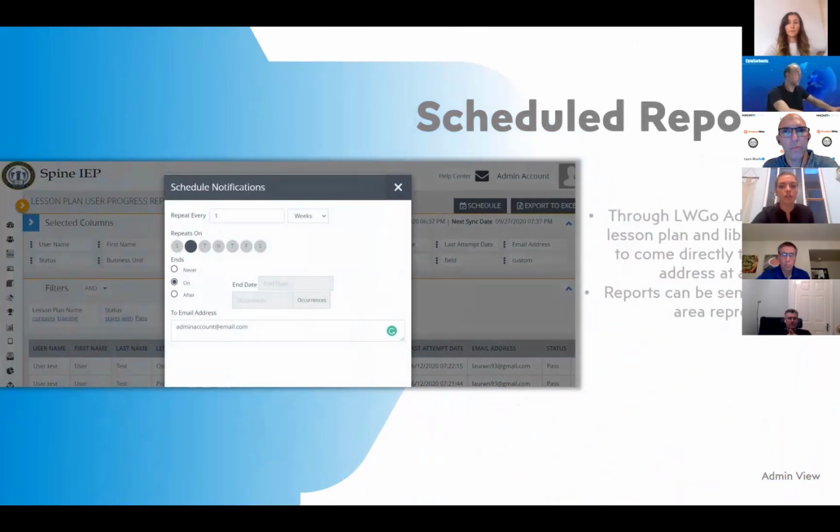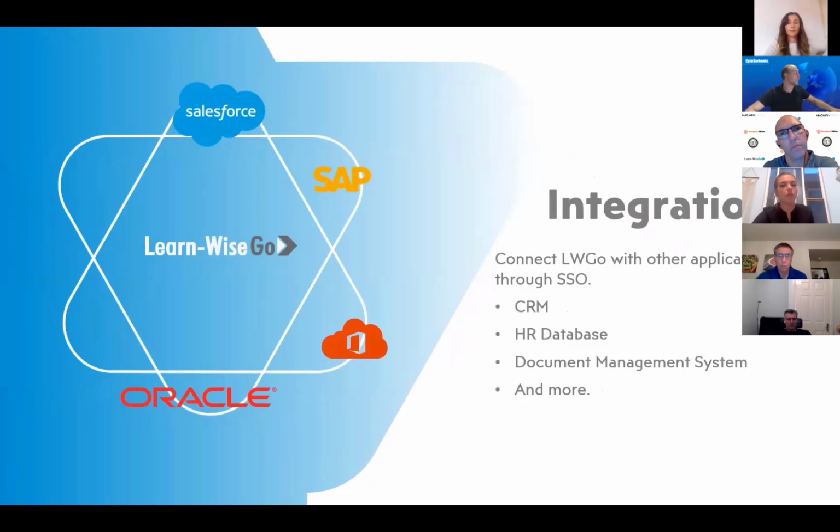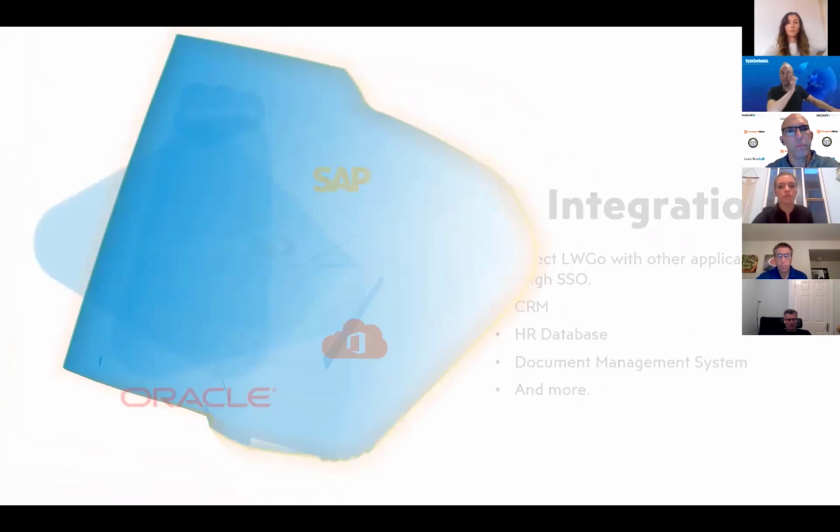As an admin, you're able to schedule these reports directly to your inbox so that you have a backseat role within this platform. The reports can be sent directly to your area representatives at any scheduled time within a month or a week. And you can also integrate any of the reports or functions into a CRM or HR database. Within this, you would be able to have your area representatives know the compliance and completion of the users without them having to log into LearnWiseGo to get that information.